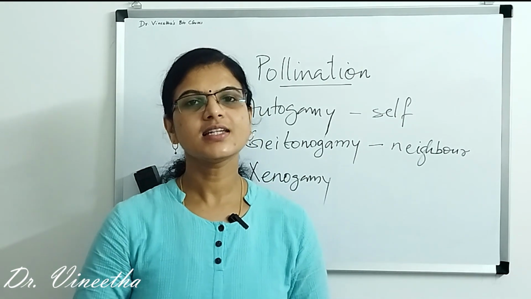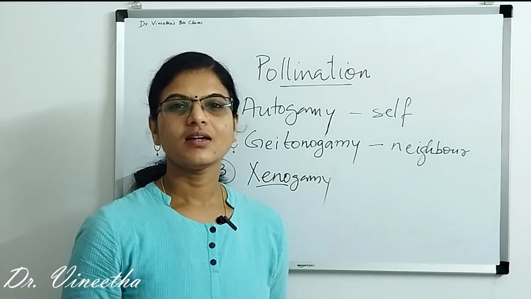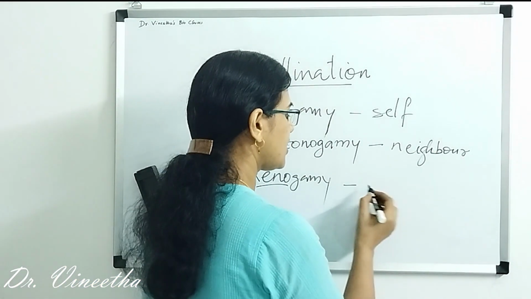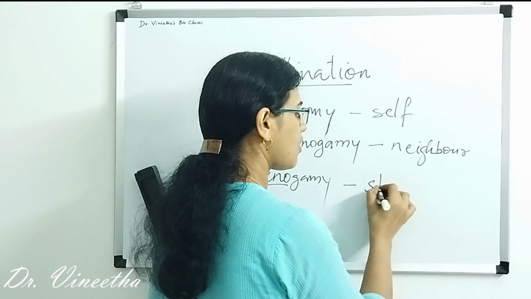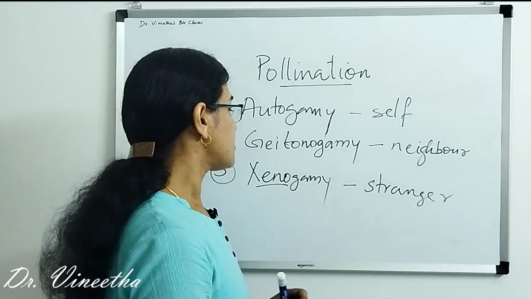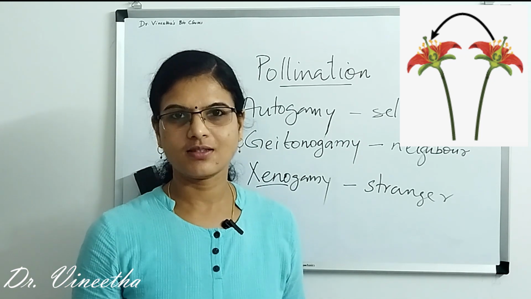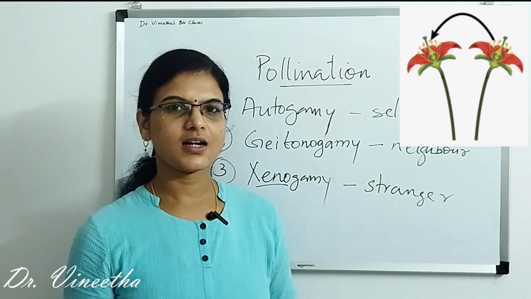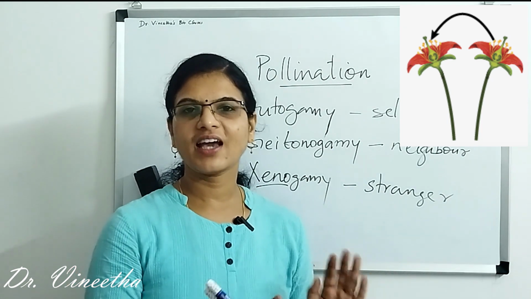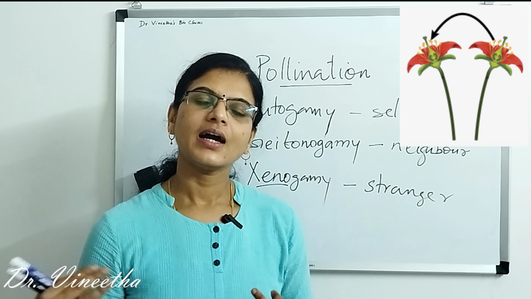And next is Xenogamy. What does the term Xeno mean? Xeno means alien or stranger or a foreigner. So Xenogamy happens between two entirely different flowers of entirely different plants. Here the pollen grains from the anther of a flower are transferred to the stigma of another plant.